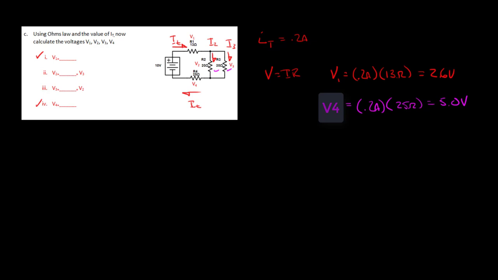Kirchhoff's voltage law says that the sum of the voltages across the series circuit add up to be the source voltage of 10 volts. So you can see that V1 up here, I've got 2.6 volts. V2, I've got 5 volts. Well, what's left here has to be 10 volts minus the 2.6 volt drop minus the 5 volts, and that's going to equal 2.4 volts.